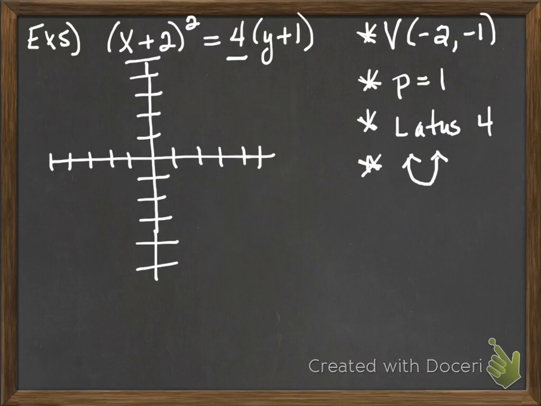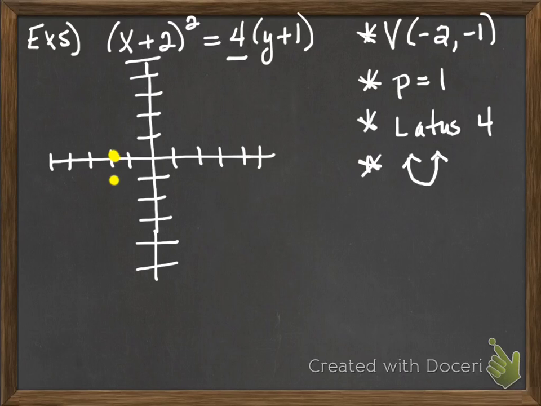So our center is left 2 and down 1. Left 2 and down 1. Then we're going to go 1 unit up. You always go p units in the direction that your parabola is going to go in. So from the vertex, -2, -1, we go up 1 unit. That point's called our what? Focus. And through the focus goes your latus rectum.